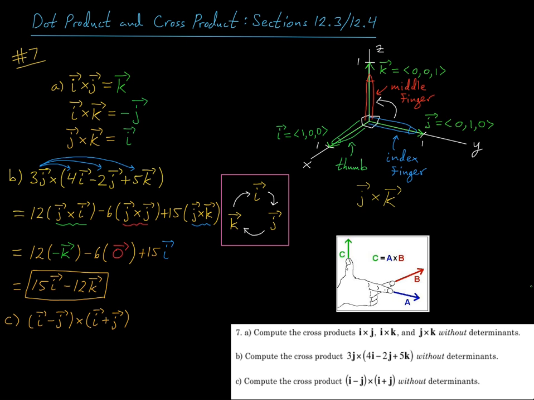All right, and then part C is pretty similar. (i minus j) cross (i plus j). Well, we can distribute, so we'll start there. We get i cross i plus i cross j minus j cross i, and then minus j cross j. Okay, so i cross i and j cross j, those are both the zero vector. Now i cross j, that's k, and then j cross i, well, that's going backwards, so that's negative k, but there's a negative in front of it, so in fact that's a positive k, and in total we have 2k for our answer.